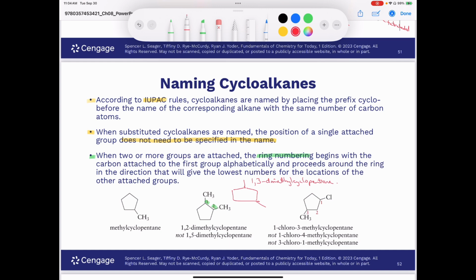If you take a look at the last example shown here, where we have two different substituents, in that case we number chlorine as the first substituent, because C for chloro comes in the alphabet before M for methyl. So we'd call this 1-chloro-3-methylcyclopentane, like that. You're going to have to practice these in order to get really good at them, so make sure you're going over the practice problems in the textbook.